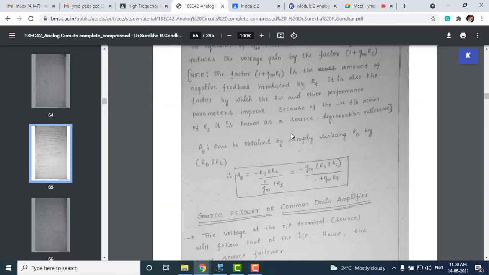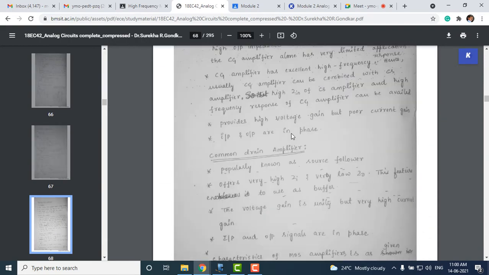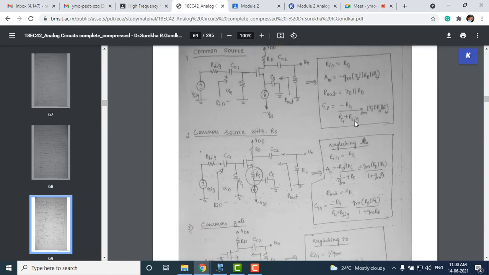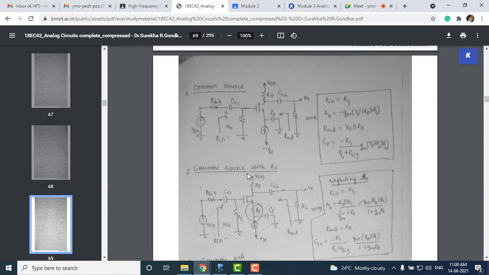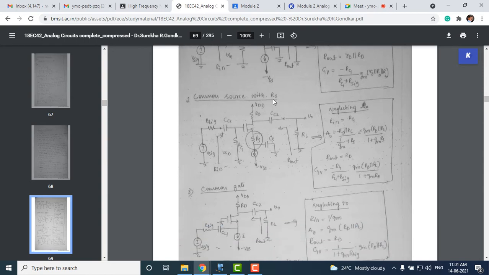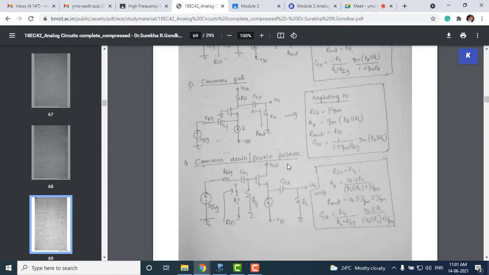I think there is material here which I would like to show. Yes, this, which you can see on the BMSIT website, where the notes have been uploaded, and here you can see that all these formulas are highlighted. With reference to common source without Rs, all these formulas have to be remembered. Common source amplifier with Rs, these formulas you need to remember. We don't have common gate, so we need not worry about the common gate amplifier, but we have the common drain or source follower amplifier. So these formulas have to be remembered.